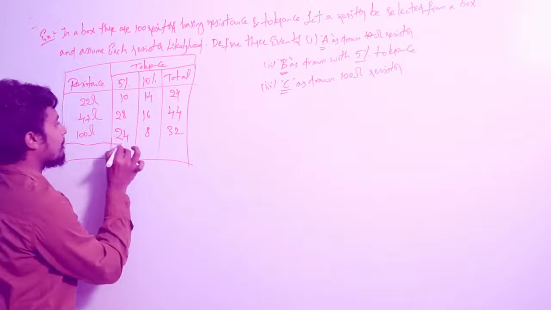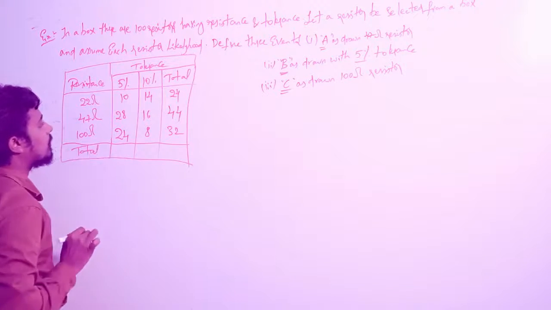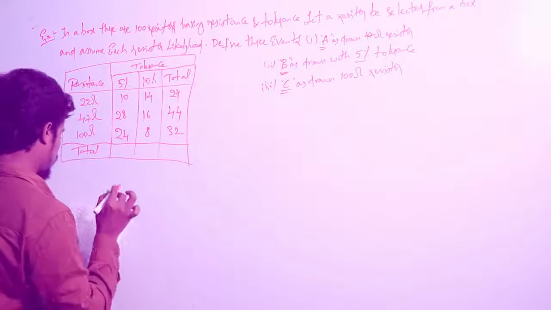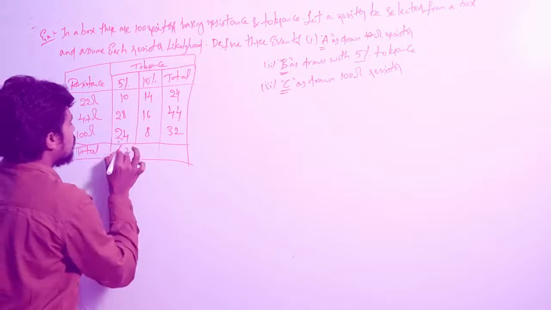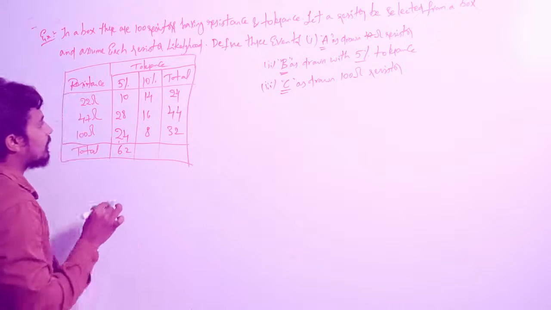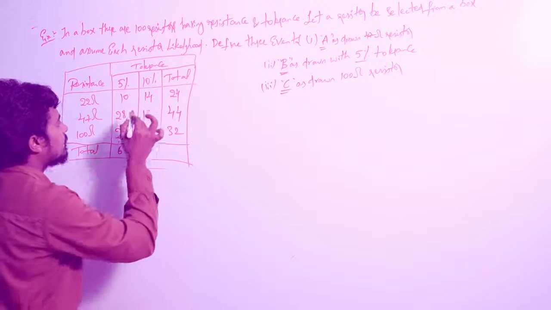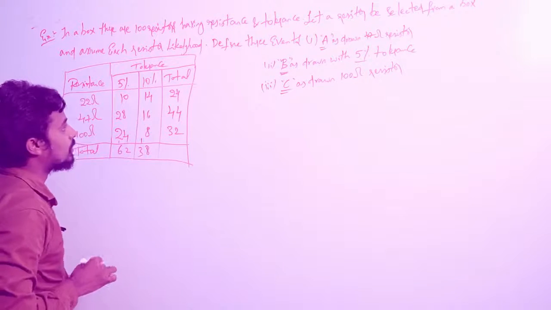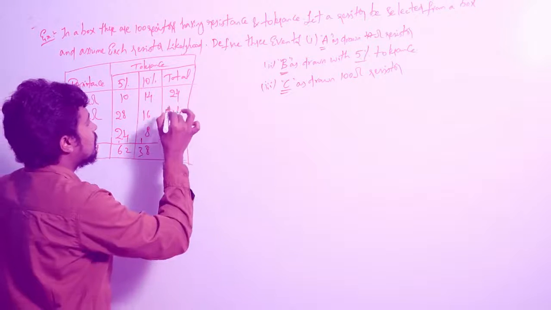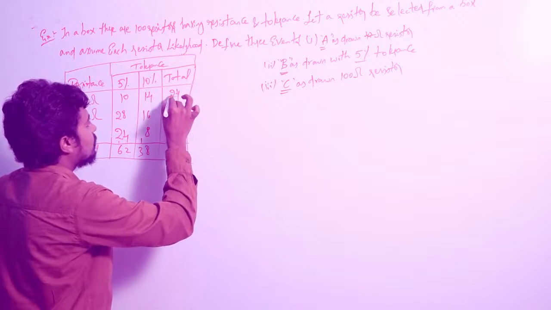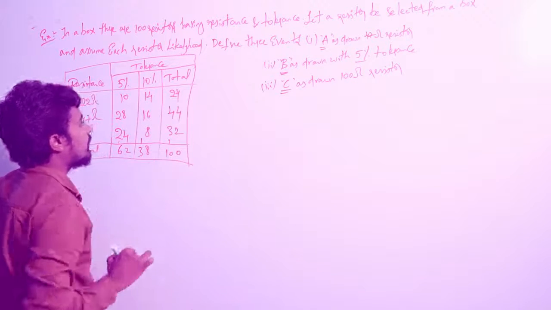Total, this will become the 12, 22, 45, 6. What will happen here? 10, 18. Next, 1, 2, 3. This will be the total. Here, 8, 10. Here, 4, 6, 9, 10. 100.